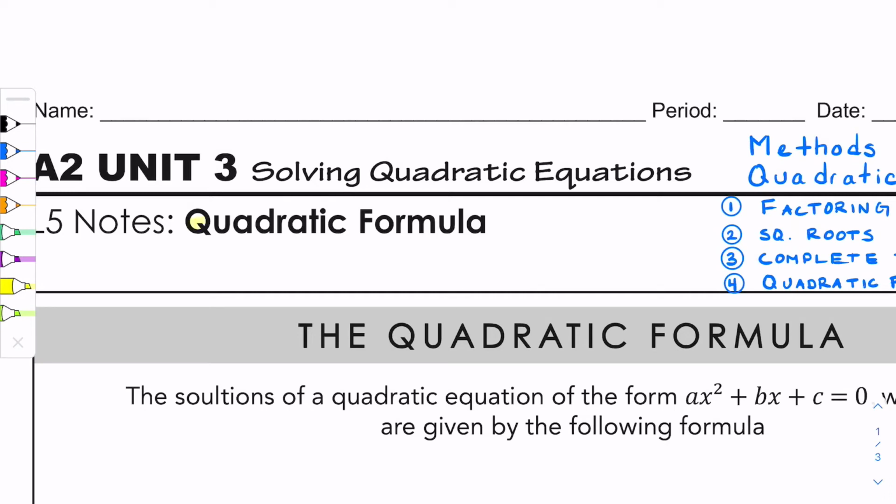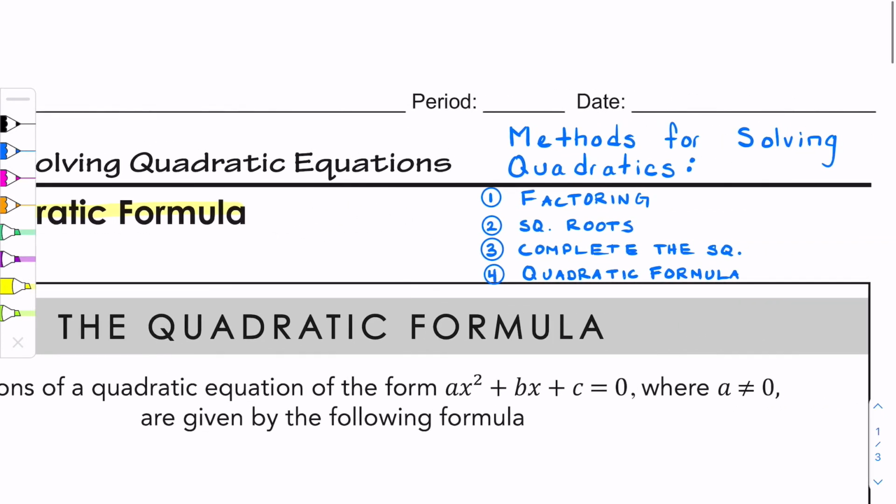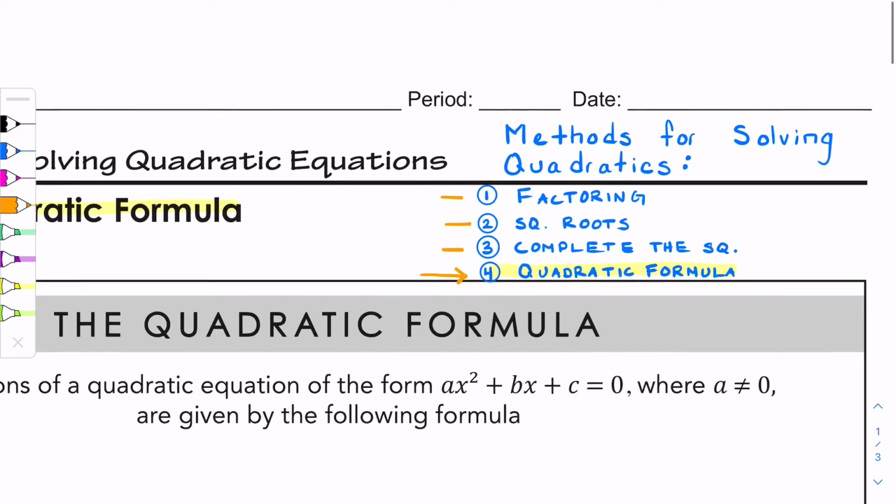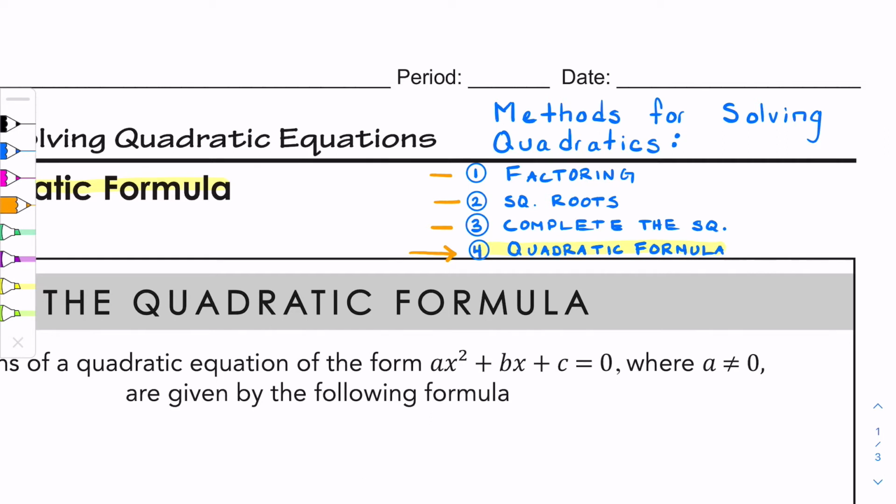Today's lesson is on the quadratic formula, the fourth method for solving quadratics. So far we've gone through factoring, square roots, and completing the square, and today we're going over the quadratic formula. The quadratic formula is the only method that works on every equation. Factoring, square roots, and completing the square are restricted to certain equations, but the quadratic formula works for everything.